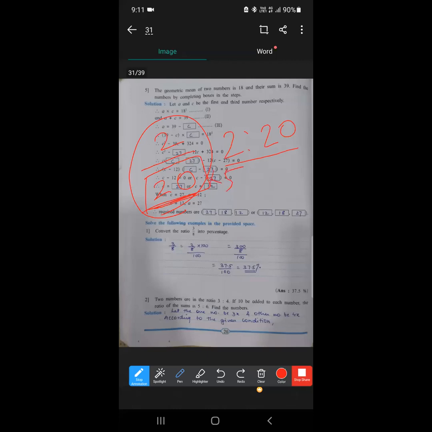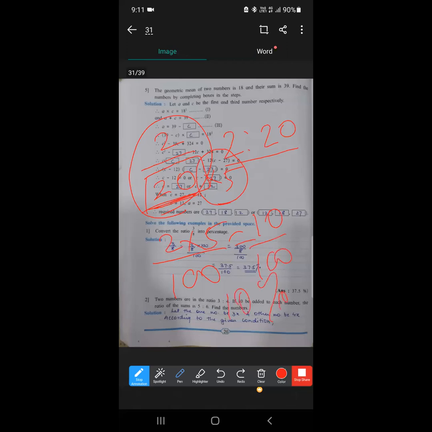Okay, if I multiply 20 by 5, I will get 100 in the denominator. So if I am multiplying by 5 in the denominator, you need to multiply by the same constant in the numerator as well. So 2 into 5 is what? 10 upon 100, which is equal to 10 percent.